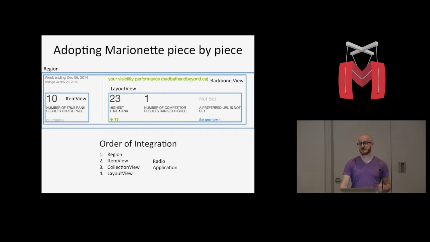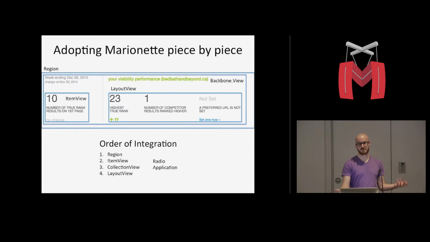So I would start with the region because that will work well with Backbone views, and that's what we did, and it helped us encapsulate a lot of our logic and clean up a lot of our data that was leaking. From there, you can go on to the item views, the collection views, and the layout views, building up so that you get a nice, easy-to-integrate path. And then on the side, tangentially, whenever you feel comfortable adding either radio or the application, you can add those once you've achieved a certain critical mass of components that can easily interact with one another.